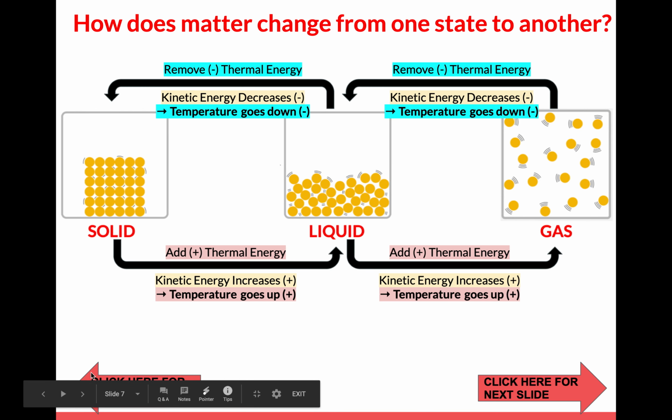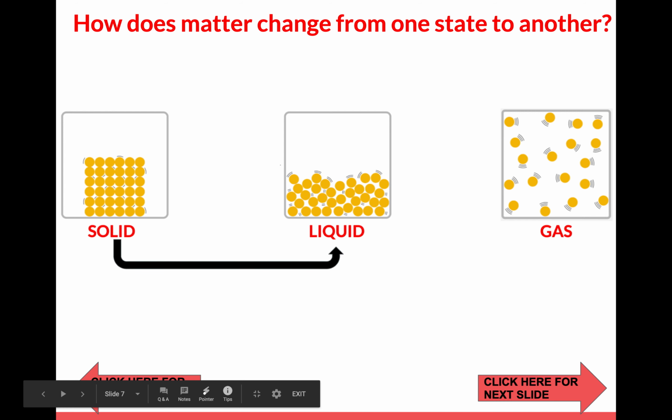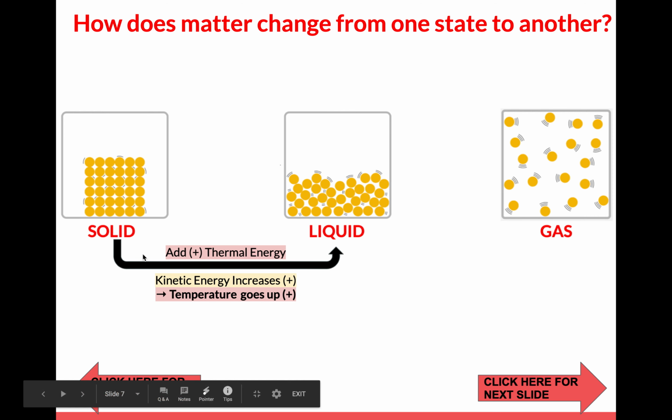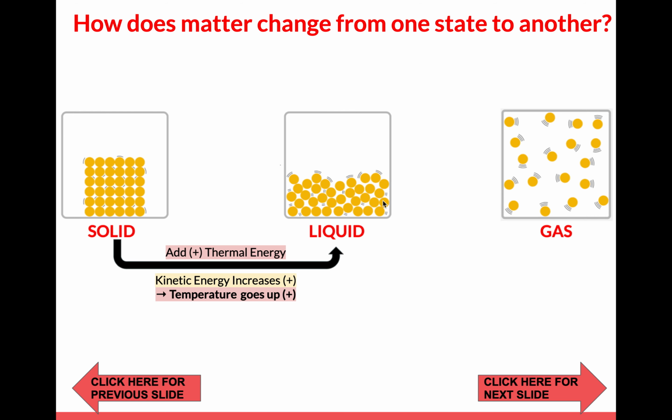Let me go back to the previous slide. So remember, to go from solid to liquid, you have to add thermal energy, and this will increase the kinetic energy, and this will make the temperature go up. And this is actually the question on your discussion board today for homework, so make sure you listen very carefully. One more time, how does something like a solid, like an ice cube, melt and become a liquid?